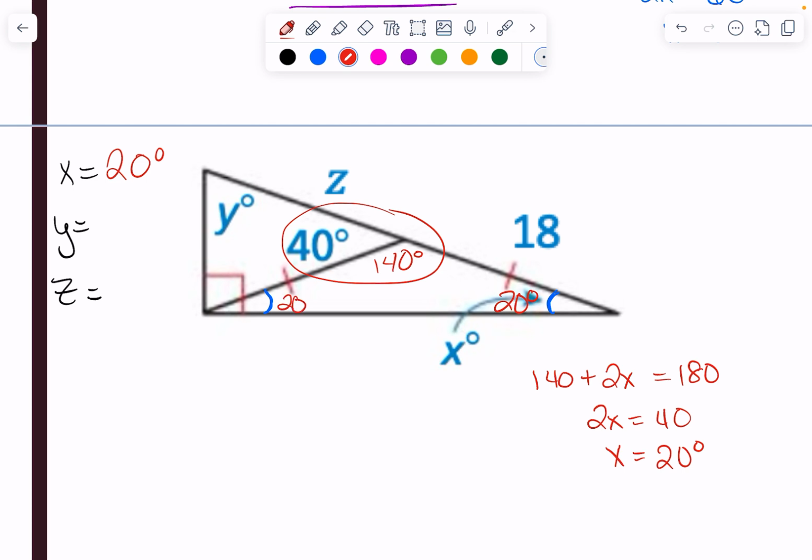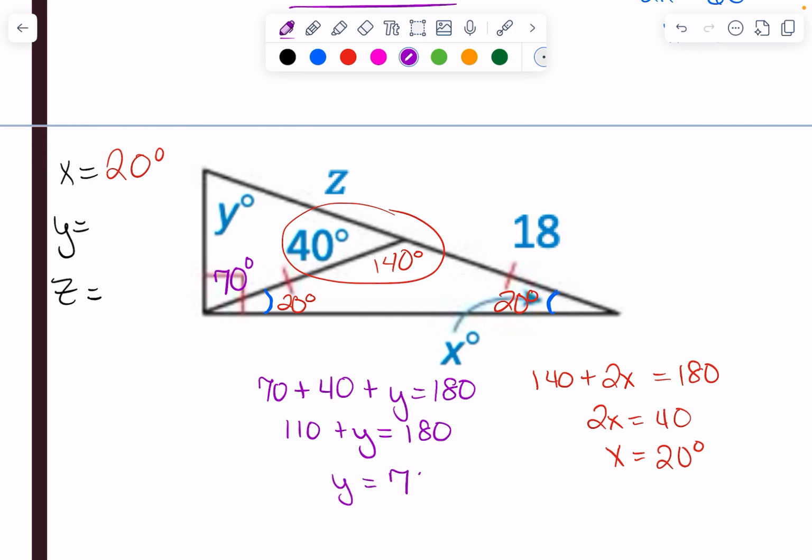And I know this angle is 20 degrees. Now that I know that, I look and see that there's a right angle here. So that means this angle has to be 70 degrees. To find the value of y, I take 70 plus 40 plus y, and that equals 180. So 70 plus 40 is 110, and that equals 180, so therefore y would equal 70 degrees.